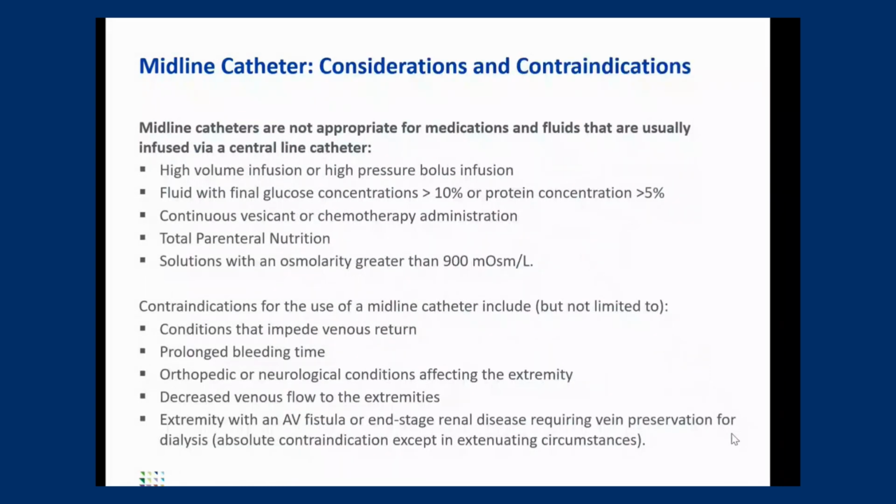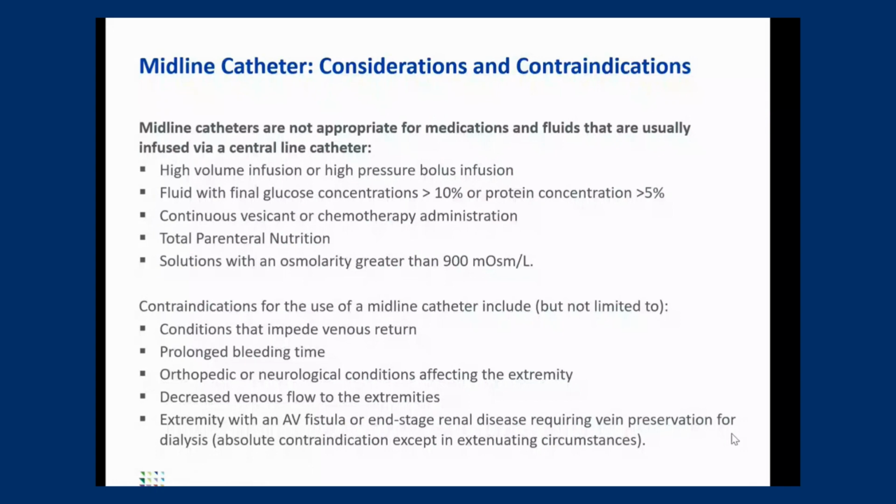There are some contraindications for the midline catheters. Some medications and fluids that we cannot run through are high volume infusions, so high pressure boluses, high glucose concentration, so anything greater than 10%, or with a protein concentration of greater than 5%. Continuous vesicant and chemotherapy infusions, so that would be like pressors. TPN cannot go through the midline, and also solutions with an osmolarity greater than 900 milliosmoles per liter.